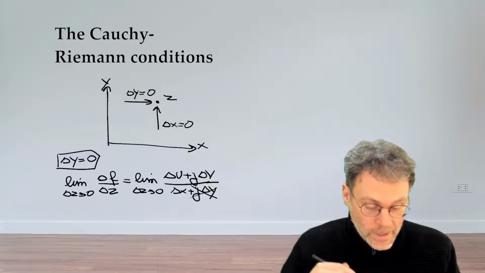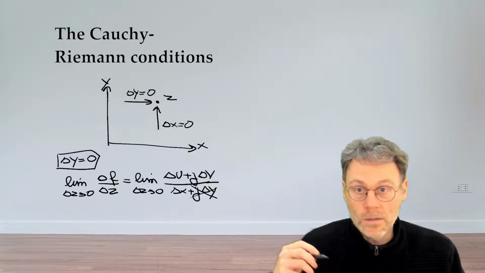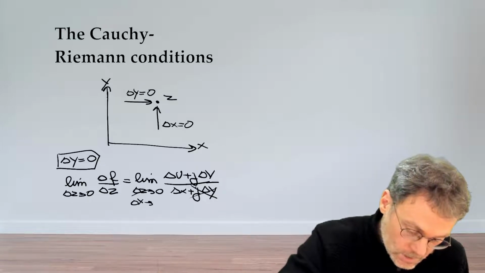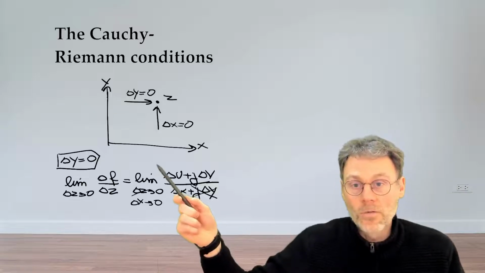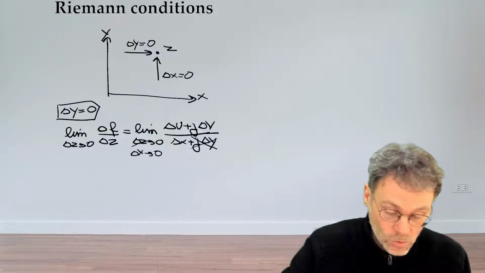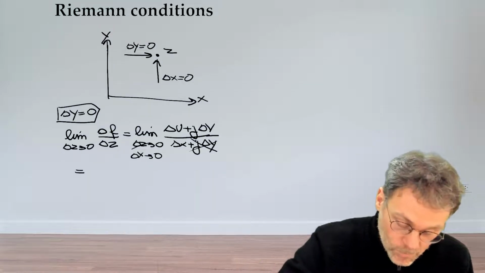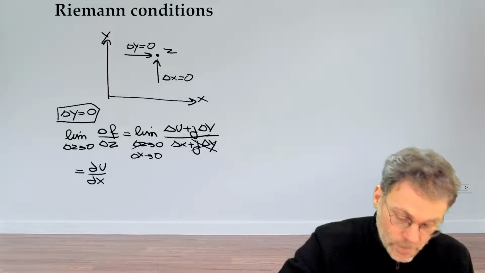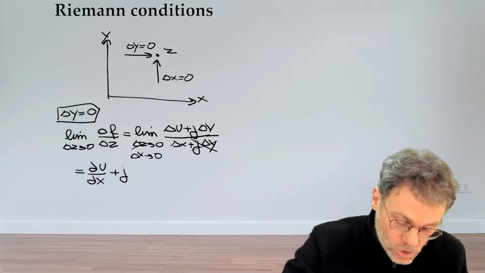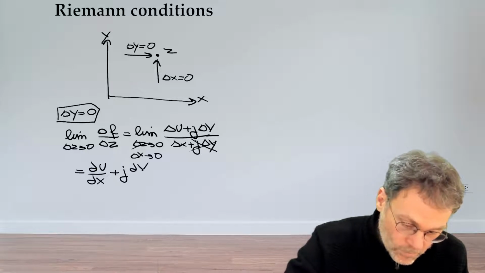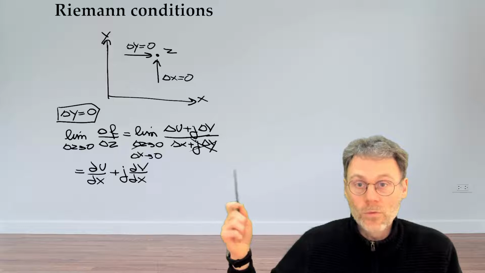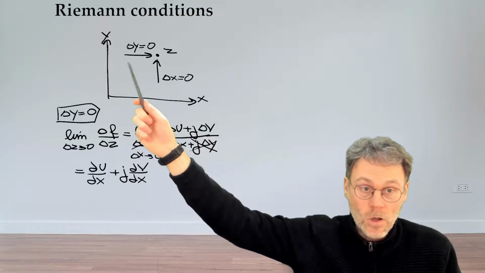Now, what we then have is also that the limit delta z going to 0 will be the same as the limit of delta x going towards 0. So if you look at this first term here, delta u divided by delta x in the limit of delta x going towards 0, well, we know what that is. That's the partial derivative of u with respect to x, by definition. And then for the second term, we will have j and then the partial derivative of v with respect to x. So this is the result that we get when we consider this particular direction of approach.